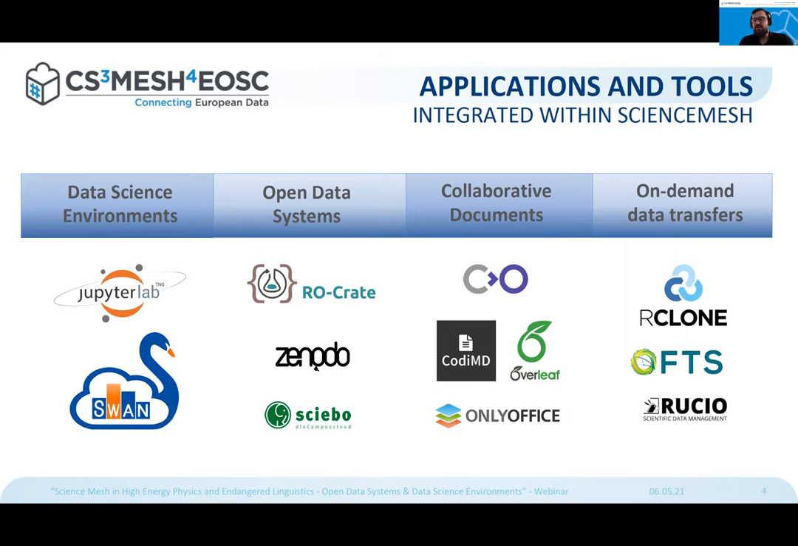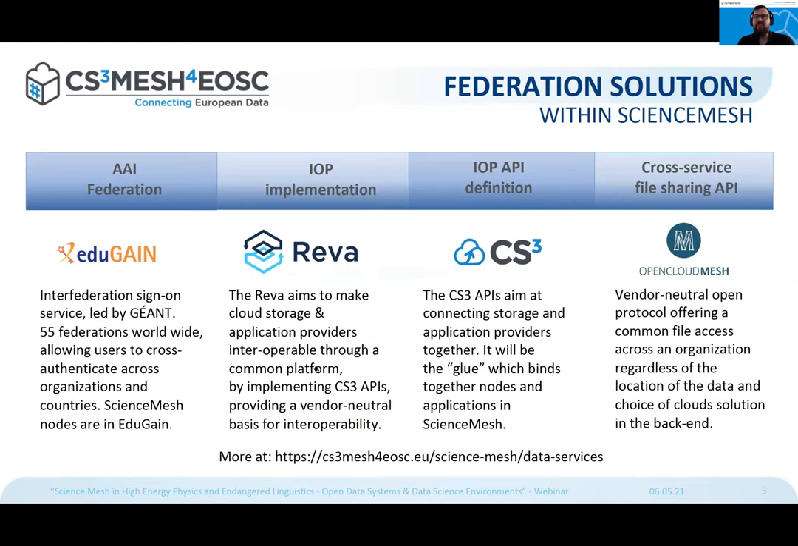On the data transfer side, we're using tools like Rclone and FTS, and also planning to use Rucio. Many of these tools are actually developed also by members of this community, which adds additional expertise and capital of knowledge to the CS3MESH consortium. So this helps us to perform these integrations. I will perhaps skip this slide as my time is running out, but this is to show you that we're not building things from scratch.